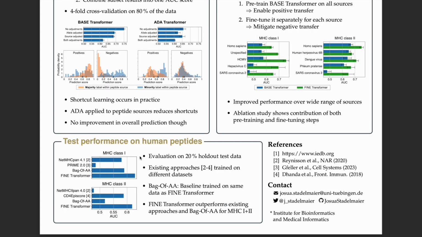Finally, we also evaluate the performance of the Fine Transformer on a 20% holdout test set. For a comparison with existing models and with personalized cancer vaccines as potential application in mind, we show the results for human peptides only. Since the existing models have been trained on different datasets, we also include a bag of amino acids baseline that is trained on the same data as the Fine Transformer. As you can see here, the Fine Transformer outperforms existing approaches and the bag of amino acids baseline for both MHC class 1 and MHC class 2.